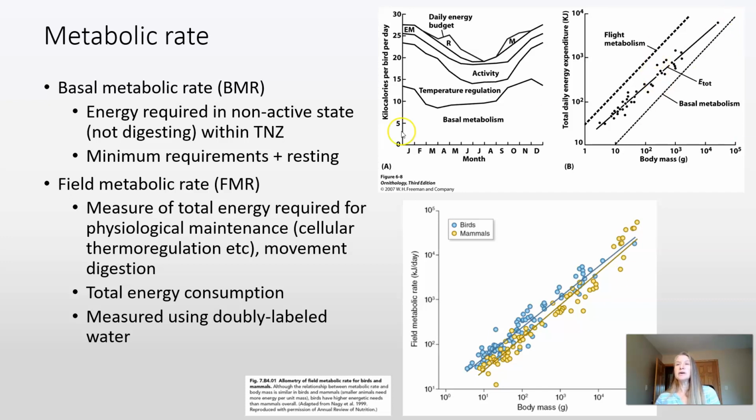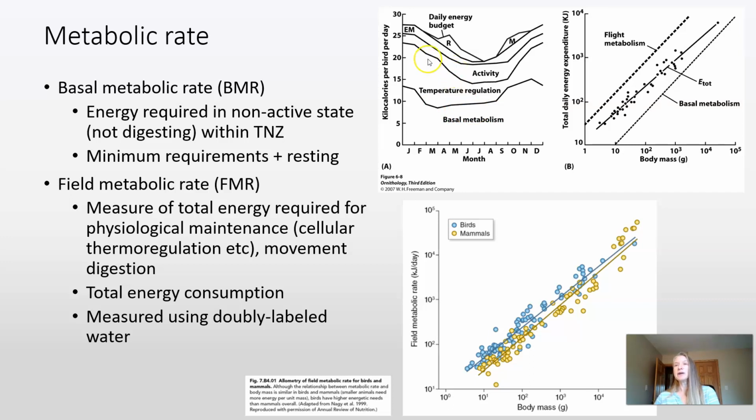Now, on this figure up at the top, we're going to mainly focus on figure A. So here you have yearly variation in metabolism. So we have the months on the x-axis in kilocalories per bird per day. So we have basal metabolic rates down here. So how much energy you have to spend. Apparently this is in the northern hemisphere because through April through August we have warmer temperatures. So this basal metabolic rate is going to be a little bit lower.